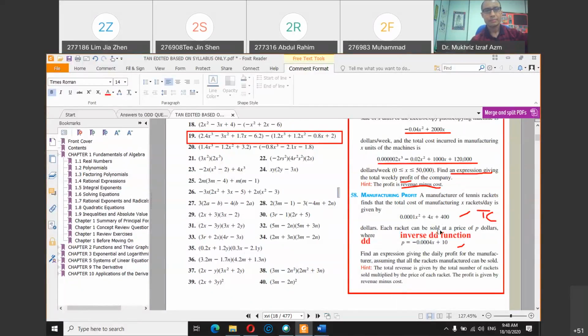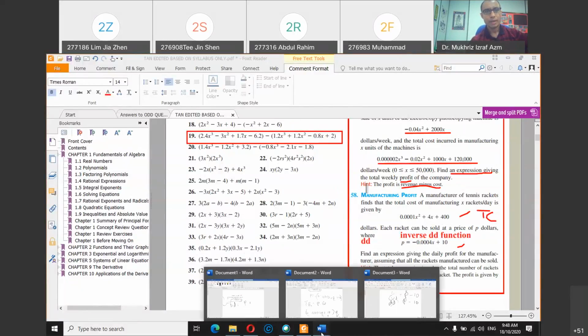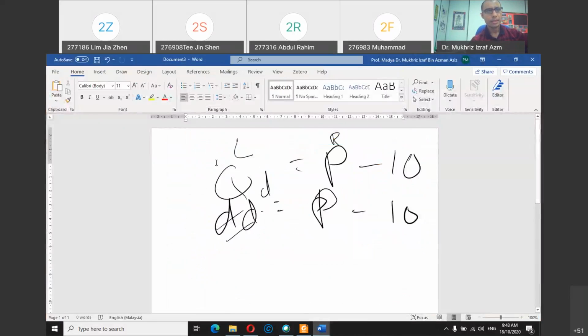So inverse demand function means the P is in terms of the quantity. Okay, P is a function of Q. So we call this the inverse demand function. But if you put Q as a function of price, as what I show here, if Q equals P minus 10, meaning your Q is on the left hand side, your price is on the right hand side. So this is the normal demand function that you see.